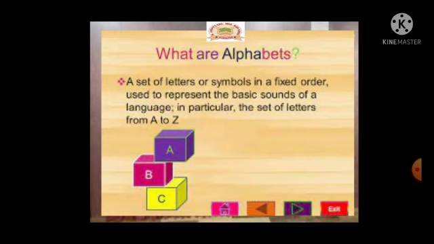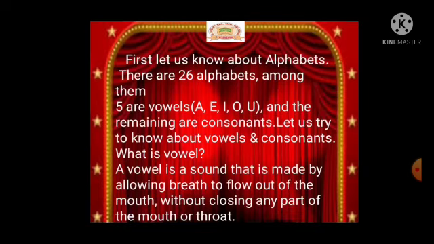See here, what are alphabets? A set of letters or symbols in a fixed order used to represent the basic sounds of a language. In particular, the set of letters from A to Z. Alphabet, already we have discussed it. Simply I am reminding you, a set of letters or symbols in a fixed order which are used to represent the basic sounds, those are called alphabets. So as in English, A to Z, there are 26 alphabets.